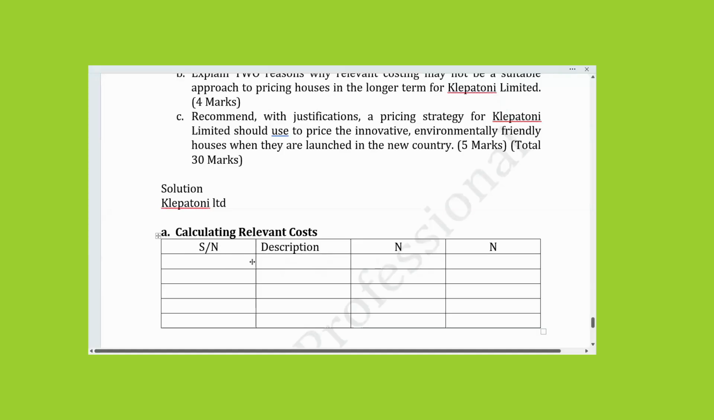So I can then come here. Let me reduce this. Where we have major work is on the description. That one will be longer.